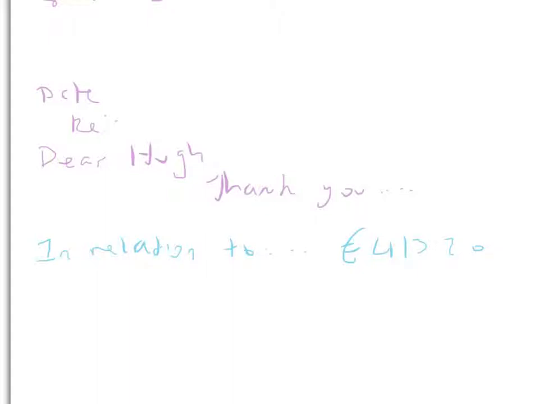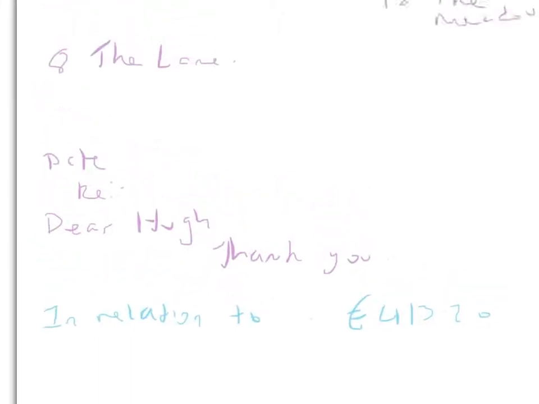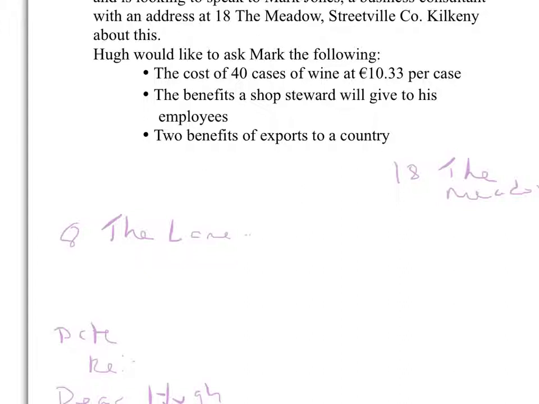So, the first thing that he was looking for, if you look above here, the cost of 40 cases of wine at 10.33 per case is 413.20. So 40 by 10.33. So that's the first thing. So I'll just tick that off there.